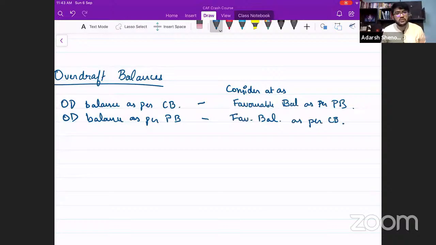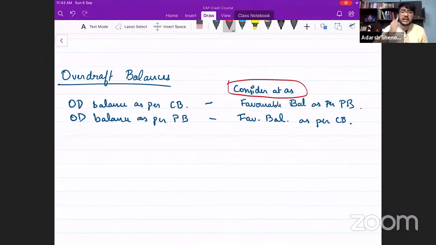I can explain this conceptually also, but this is not the time and place to do it. So we will just stick to how we have to think when it comes to exams. Okay. So here we have to consider OD balance as per cash book as favorable balance as per passbook. And if OD balance is given as per passbook, we have to consider it as favorable balance as per cash book.